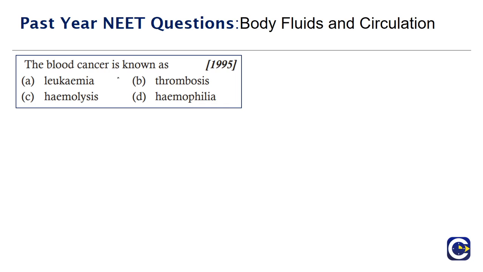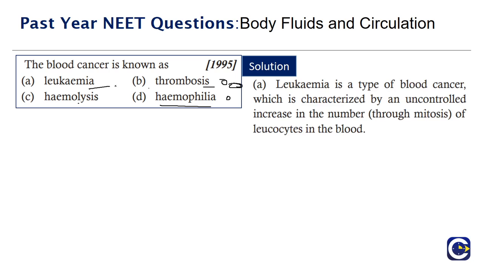The blood cancer is known as option A, leukemia, thrombosis, hemolysis, hemophilia. So leukemia is called blood cancer. Thrombosis is a hemodynamic disorder, i.e. there is formation of coagulation. Coagulation occurs in the peripheral vessels and they travel to other parts through embolism. Hemolysis is the breakdown of blood. So this is not blood cancer. Hemophilia is a bleeding disorder which leads to prolonged bleeding time and increased clotting time also. So the option is leukemia.